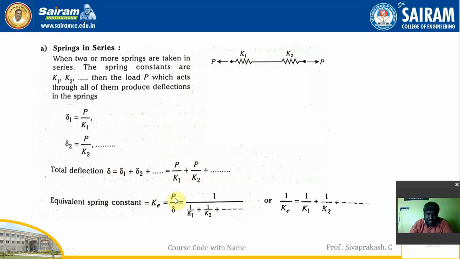Delta can be replaced with P by Ke, that is, Ke overall equals P by delta. So the Ps cancel. So I can write 1 by Ke, that is the equivalent stiffness, equal to 1 by K1 plus 1 by K2 plus 1 by K3, up to 1 by Kn. This is the equation you use to find the equivalent stiffness constant for a series of springs connected in a system.